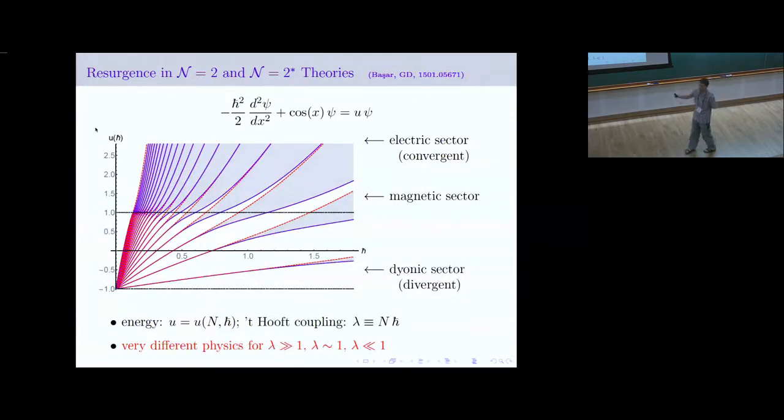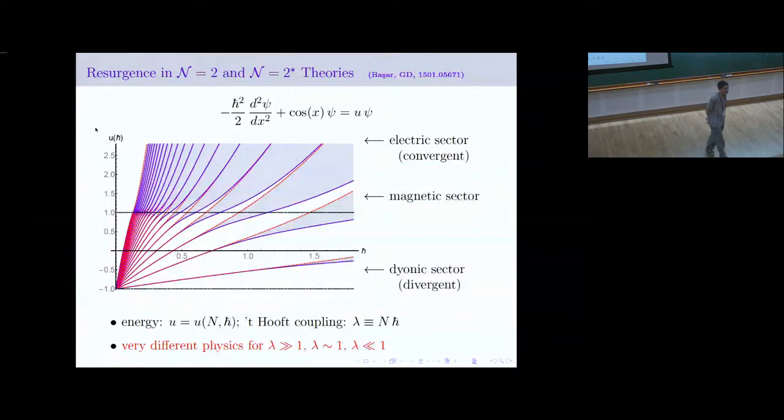And you see that deep down in the well, so this is effectively when h bar is small, so the height of the barrier is large, you have these very narrow bands. But as you approach the top of the barrier, these bands become wider and wider, and eventually when you go far above the barrier, it's essentially a continuous spectrum, but with narrow gaps. Okay, so this is how the spectrum looks.